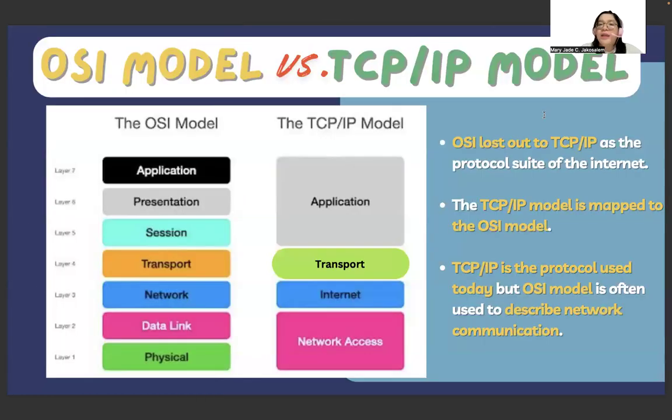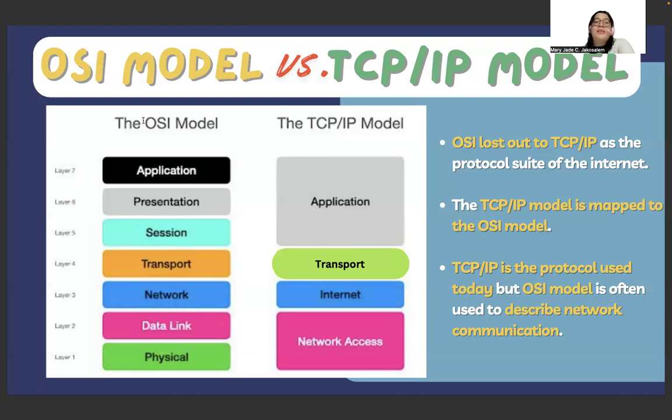So here, we are actually comparing the OSI model with the TCP/IP model. First of all, OSI lost out to TCP/IP as the protocol suite of the internet. That is why TCP/IP is being used as the internet protocol, because OSI lost. However, the TCP/IP model is actually mapped to the OSI model. And even though TCP/IP is the protocol being used today by the internet, the OSI model is still often used to describe network communication. Hence, that is why the OSI model is the one being discussed in depth in our subject.